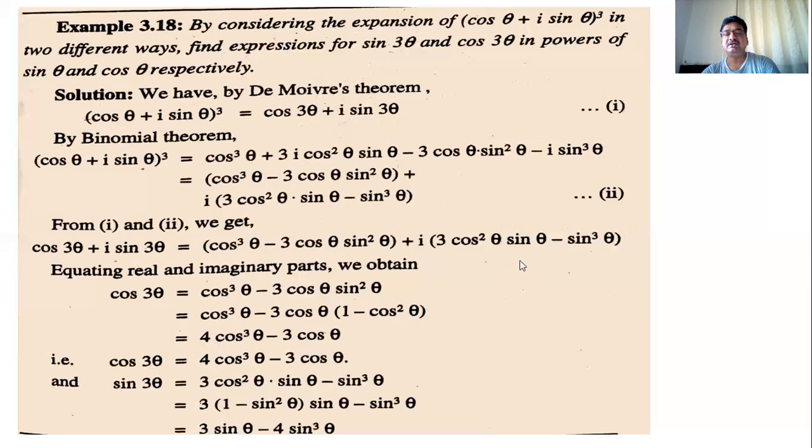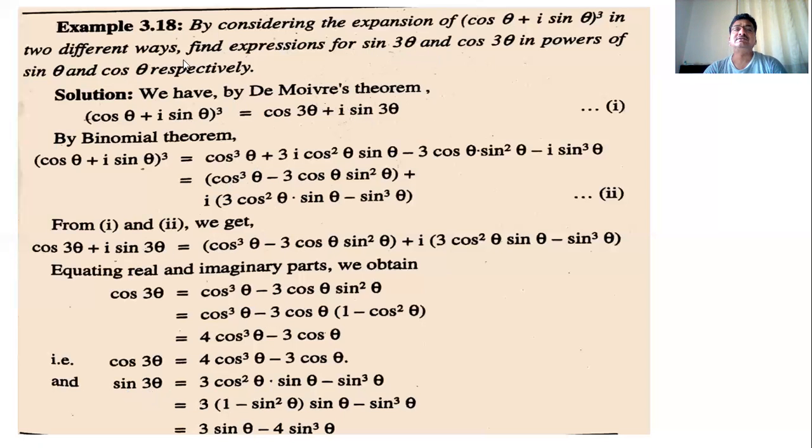In RHS, 3 cos square theta sine theta minus sine cube theta. And then write this cos square theta in terms of sine theta. That is, cos square theta is 1 minus sine square theta, and we have this answer. So this is the expansion of sine 3 theta in terms of powers of sine theta. So this is the final answer.